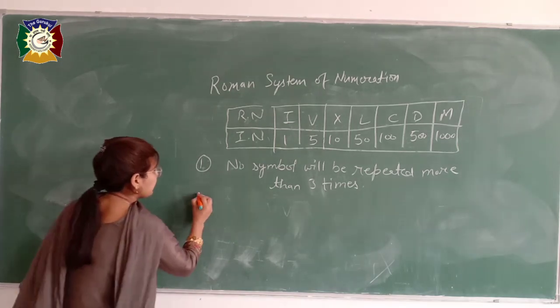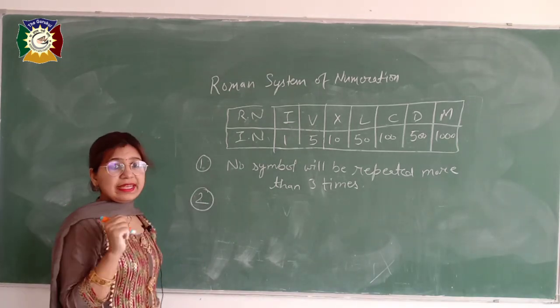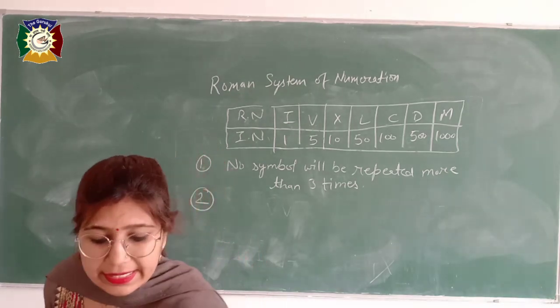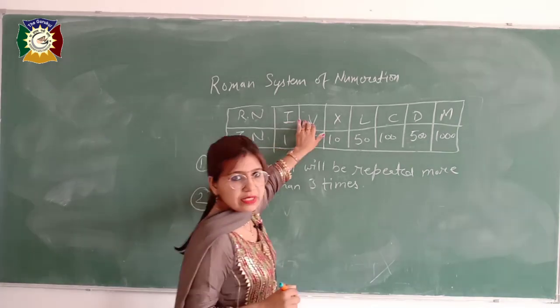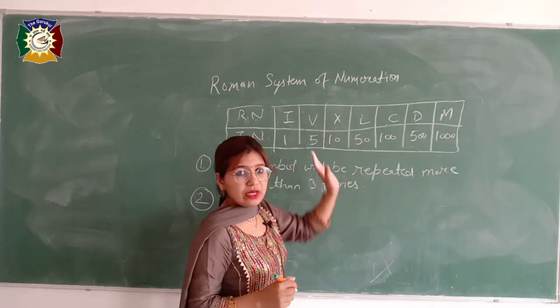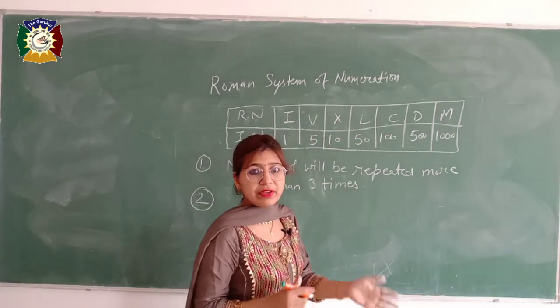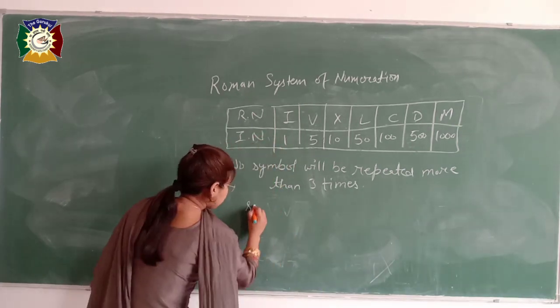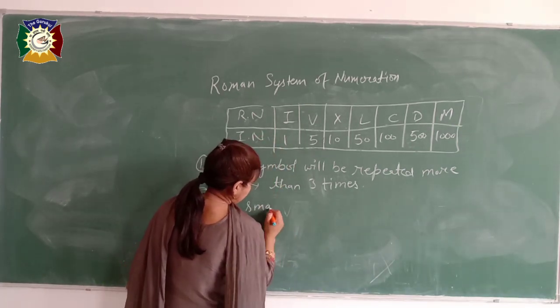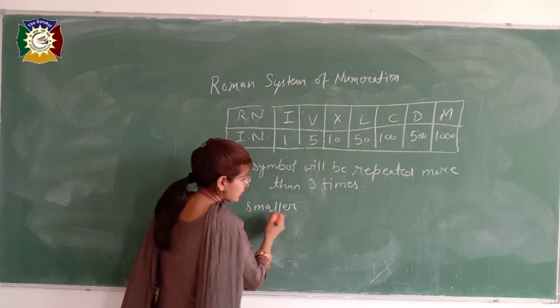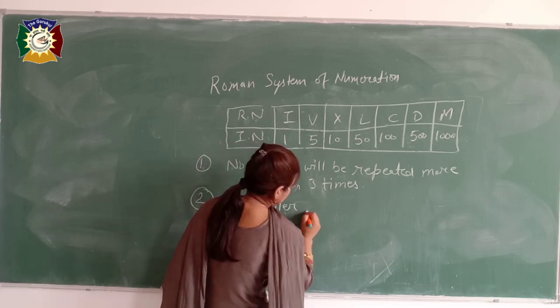Now we will do rule number 2. If any number, from here you can see, any smaller symbol is written to the right of a greater symbol. Smaller symbol, or you can say smaller Roman numeral.